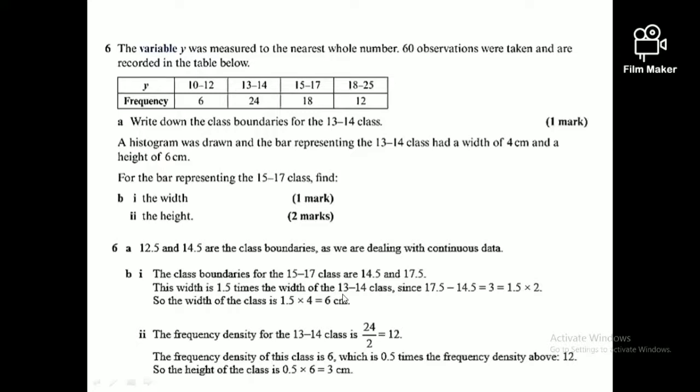Okay. Then when you discuss height, children, since the class widths are different, definitely we need to draw the frequency density graph. That means the height is always frequency density. Here the frequency is 24, and the width is 2. 24 divided by 2 is 12. So obviously, here the height is 12. Keep that in your mind.